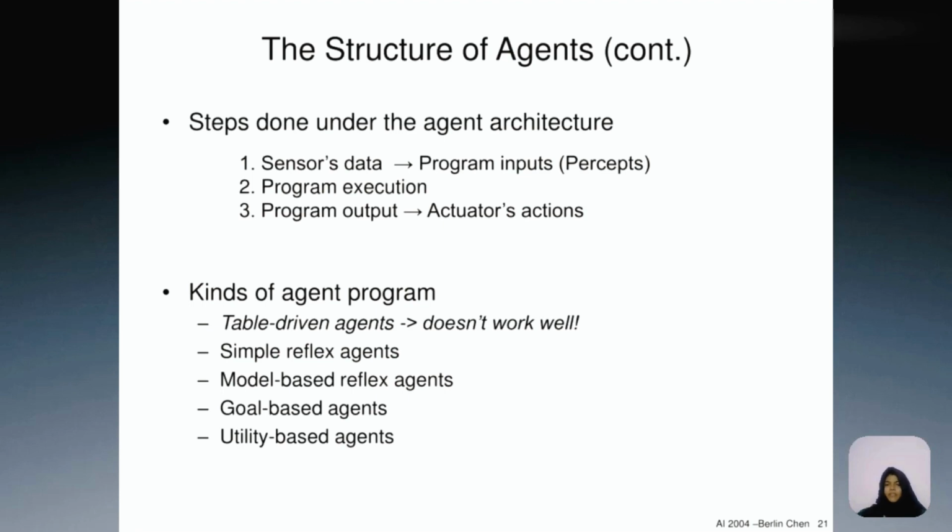Next up we have the structure of agents. The steps done under the agent architecture are: sensor data, that is program input, also known as percepts. Next is program execution, and the next is program output, which is also called actuator actions. There are different kinds of agent programs, such as table driven agents, which also doesn't work well. Next, we have simple reflex agents, model based reflex agents, goal based agents, and utility based agents.